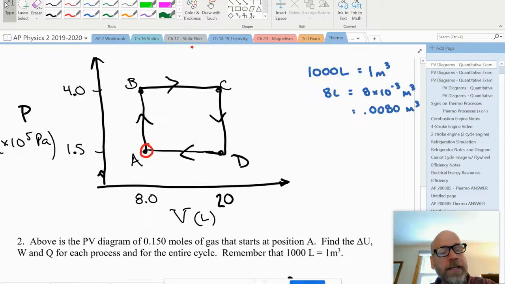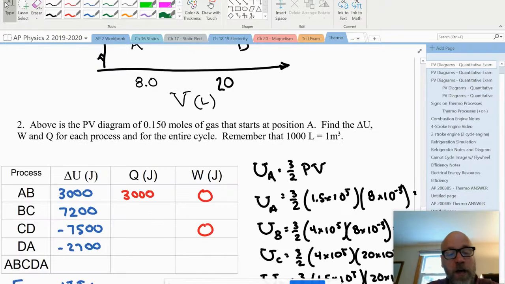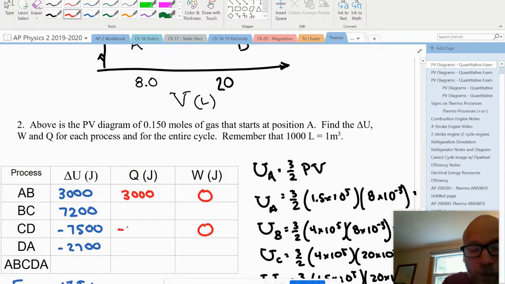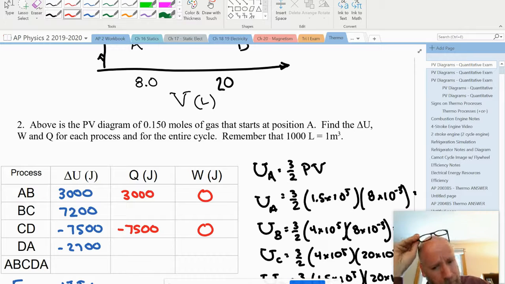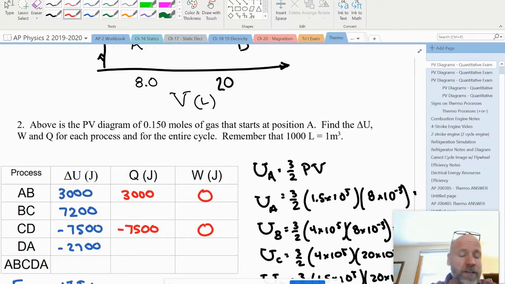Now, from C to D, there was no work done, but the internal energy decreased. So heat had to have flowed out of the system. It flowed out of the system. And what is this stuff that comes out of the tailpipe called? Oh, yeah, exhaust. The system would have exhausted that heat. 7,500 joules. Okay, let's keep going.